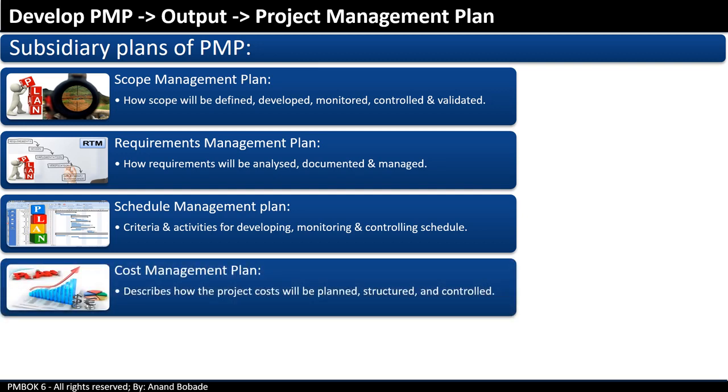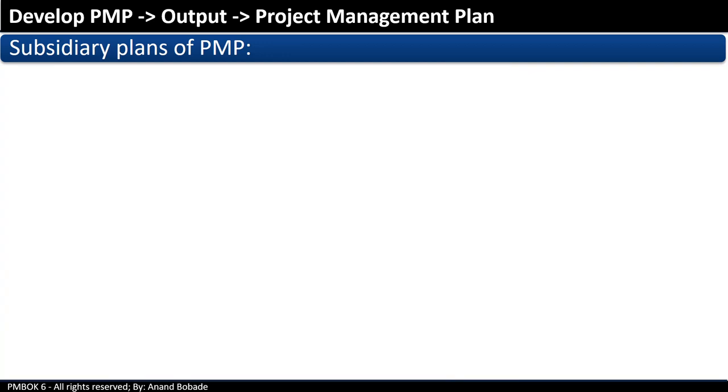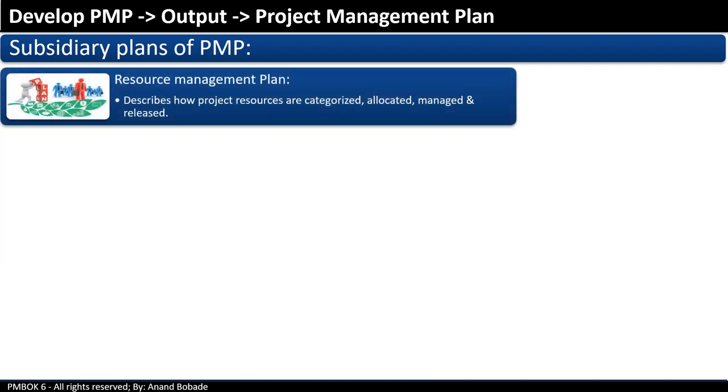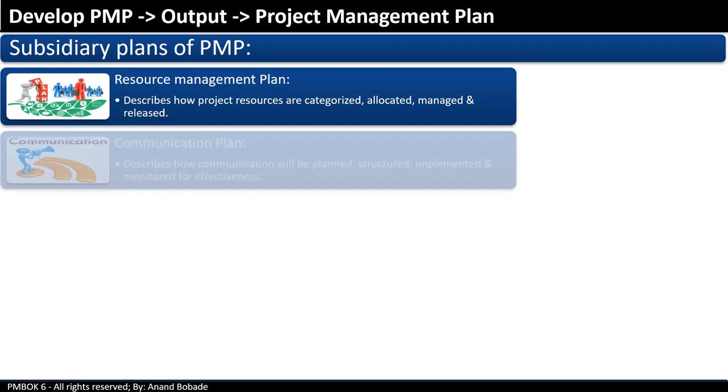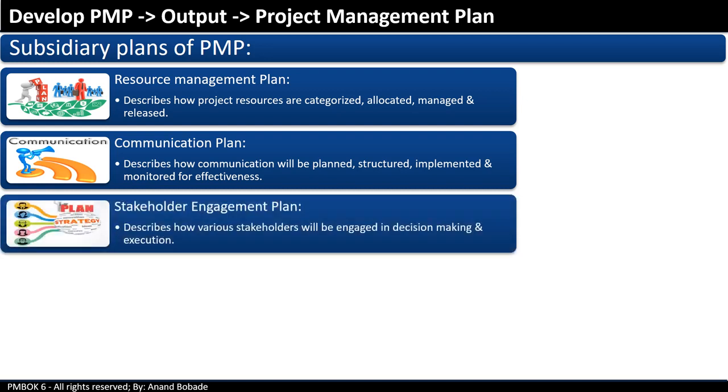The quality management plan describes how organization quality policies, methodologies, and standards will be implemented in the project. The resource management plan describes how project resources are categorized, allocated, managed, and released. The communication plan describes how communication will be planned, structured, implemented, and monitored for effectiveness. The stakeholder engagement plan describes how various stakeholders will be engaged in decision making and execution.